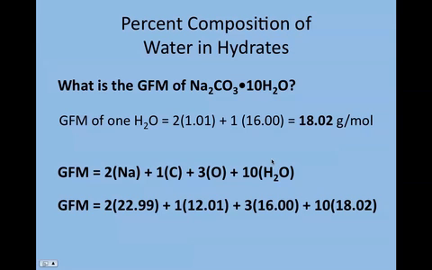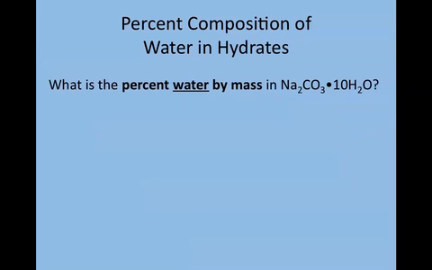So then it's just a matter of plugging in values from the reference table. So we have our 2 times our 22.99, and then we have our carbon, oxygen, and then here's that 10 waters, or 10 times 18.02. So if we add that all together, the sum gives us the GFM of the whole hydrate, which is 286.19 grams per mole. So you could be asked what's the GFM of the hydrate, but we could also do percent composition, which is going to focus on the water.